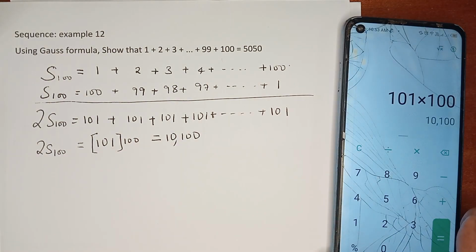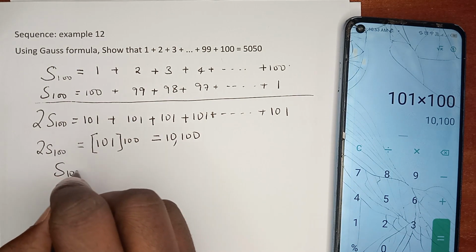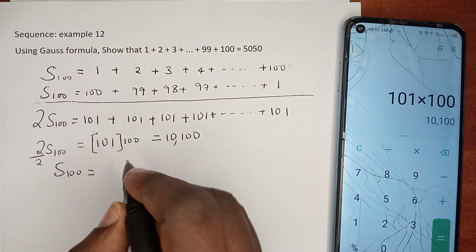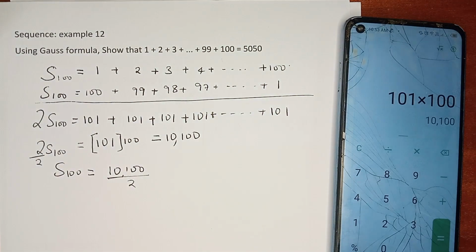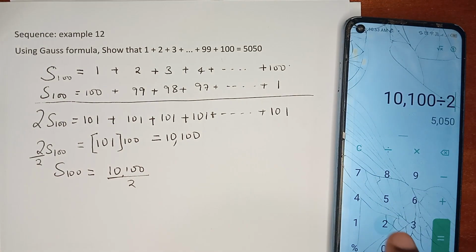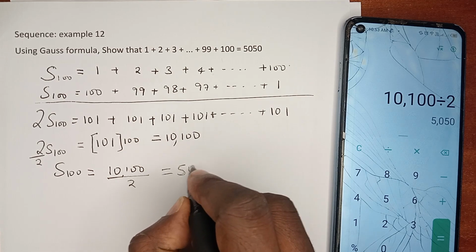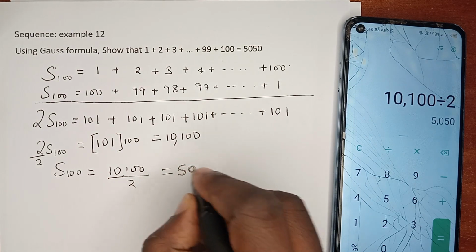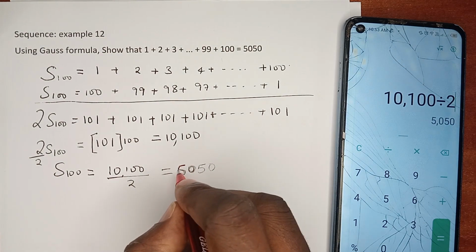And because we are not interested in twice the sum, we are simply interested in the sum of the first 100 terms, we simply divide both sides by 2. So we divide by 2, and we get just the sum of the first 100 terms is equal to 10,100 divided by 2. When you divide this by 2, of course you get 5050. And that is the answer to that question.